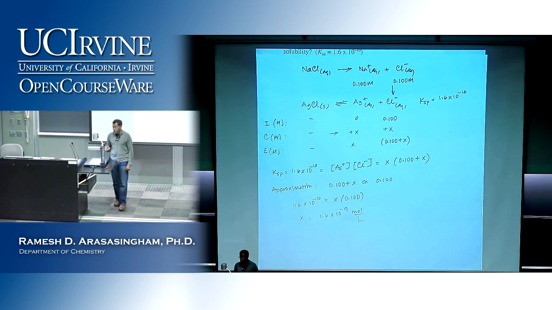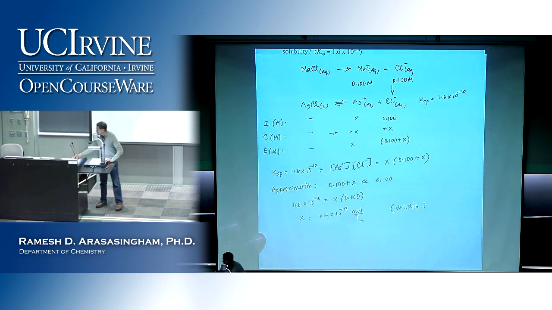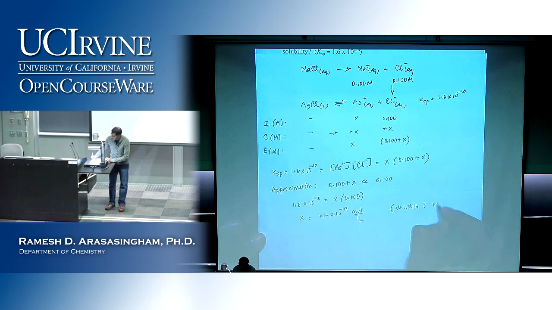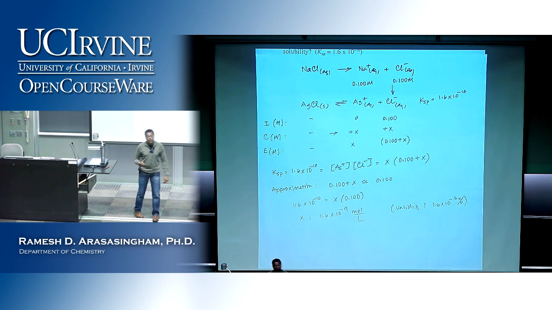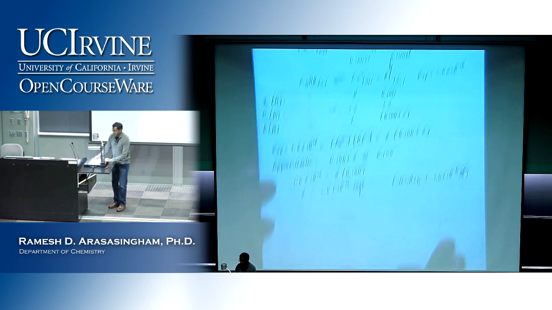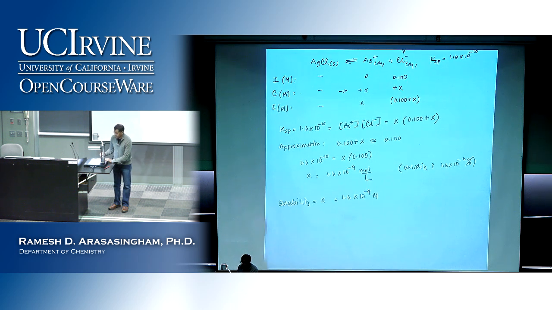Remember, what we're asked to calculate is solubility. Once I've calculated X, I would quickly check validity, and you can see that it comes out to be a really small number, something like 10 to the negative 6 percent. So you know that our approximation is pretty good. Now we can say that solubility equals X, which is 1.6 times 10 to the negative 9 molar.